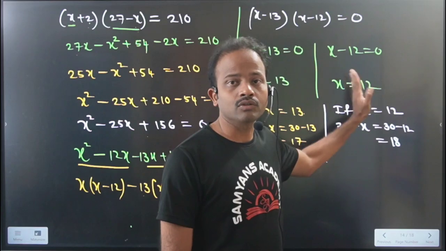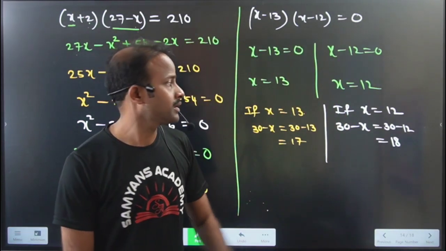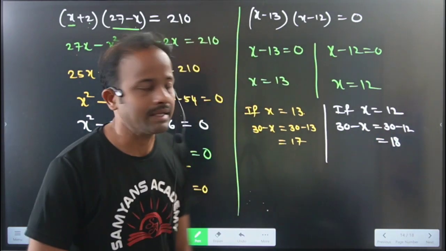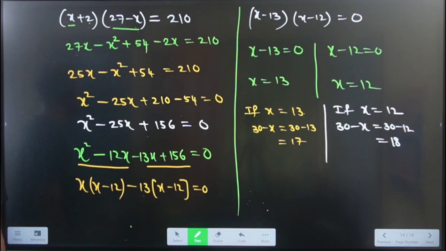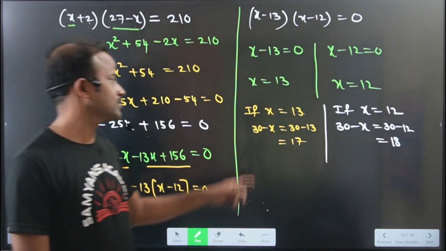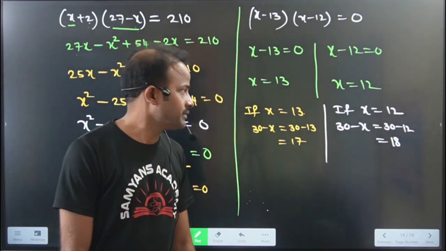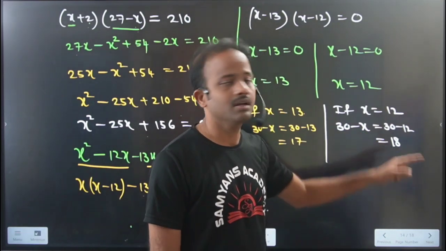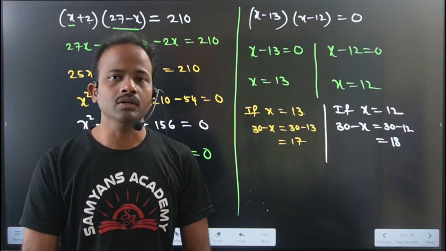If the marks in maths are 12, then what would the English marks be? Do 30 minus 12. 30 minus x equals 30 minus 12, which is equal to 18. So finally, what should you write? Therefore, if she got 13 marks in maths, then her English marks would be 17. If she got 12 in maths, then her English marks become 18. Okay, this is your answer. So, move on to the next one.